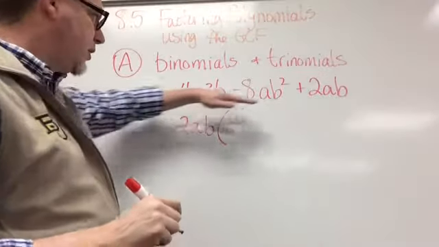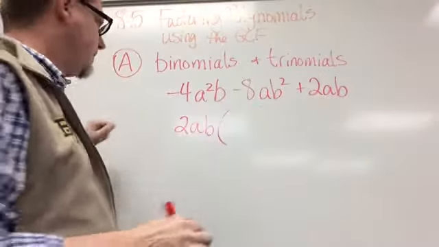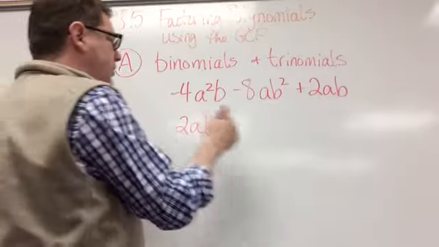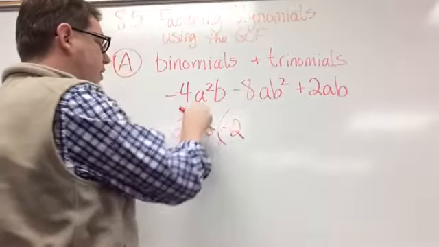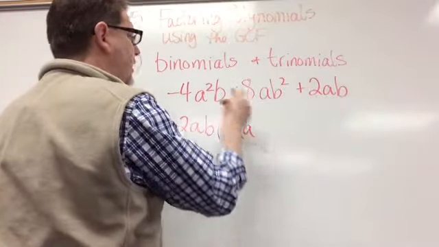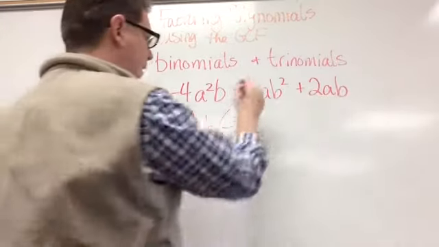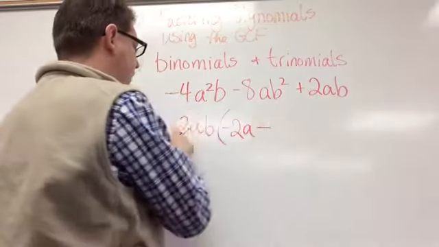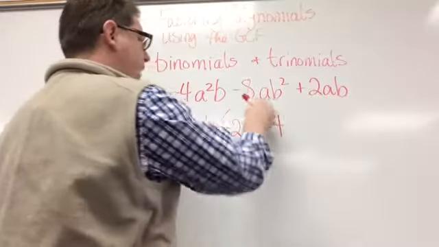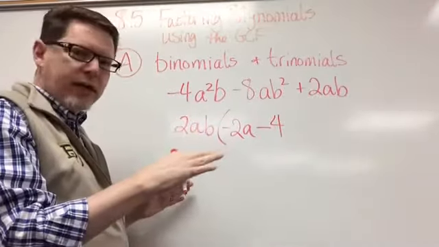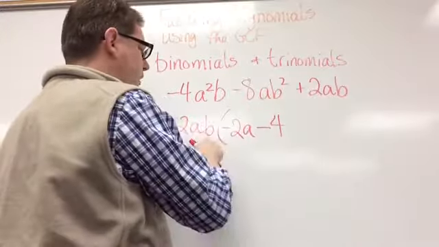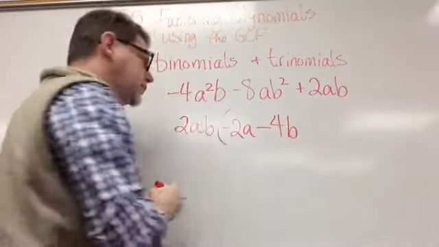Now I divide each one of the original terms by 2ab. Negative 4 divided by 2 is negative 2. A squared divided by a is a. And b divided by b is 1, so I don't put anything. And then I have a minus sign. Negative 8 divided by 2 is negative 4. A divided by a is 1, so I don't write anything. And b squared divided by b is b.